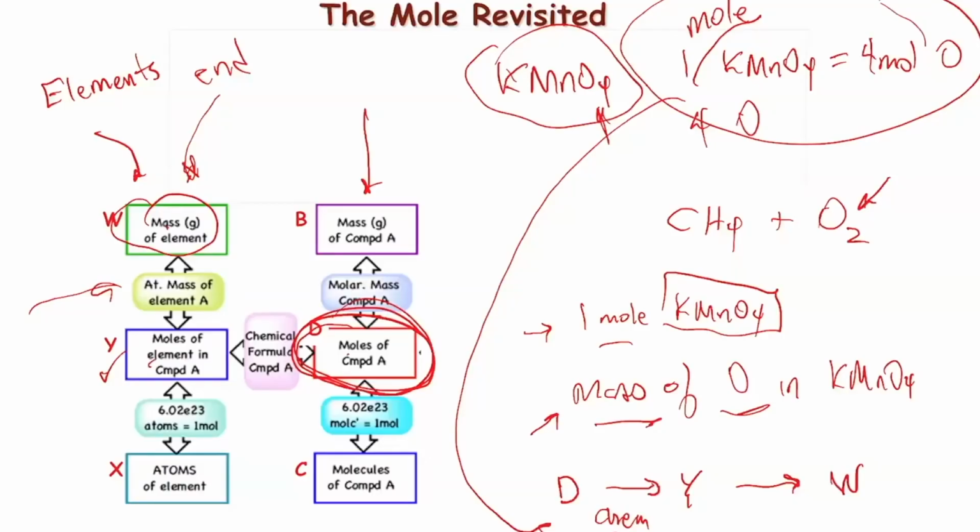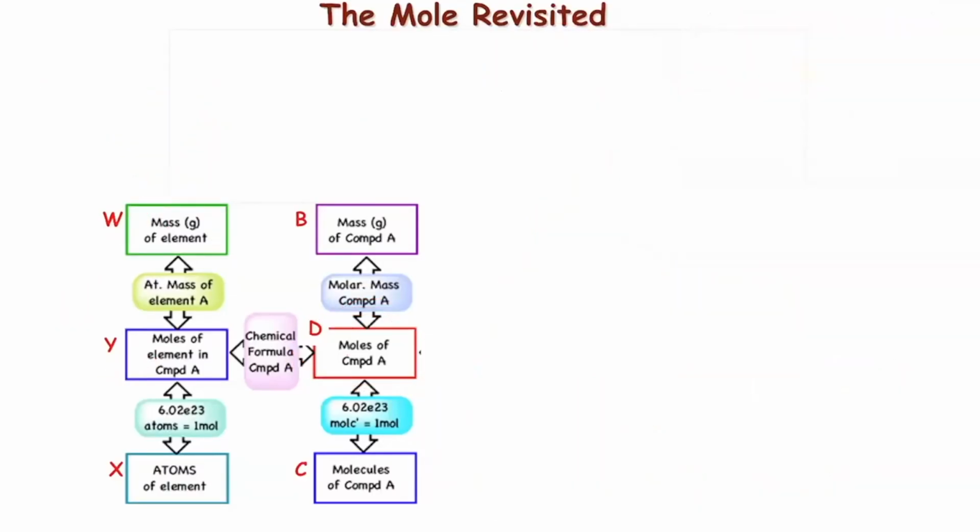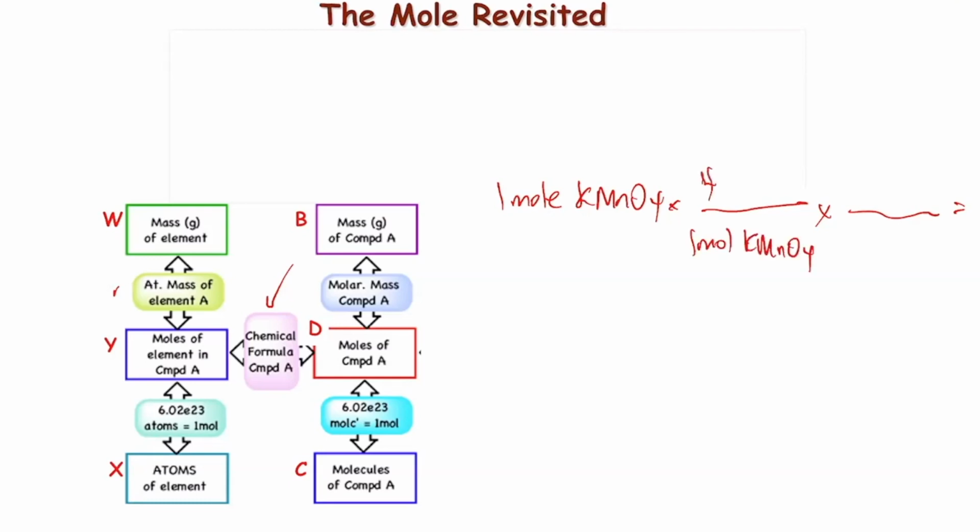Okay, this is what I want to show you. We're going to start with 1 mole of KMnO4. And I've got 2 conversion factors, 1 here and 1 here. So I'm going to do 2 conversion factors. That's my first, that's my second, and then I'm going to get my answer. Depending on how many stepping stones you have, that's the number of conversion factors. My first one is for every 1 mole of KMnO4, I have 4 moles of oxygen. Now this will take me from D to Y.